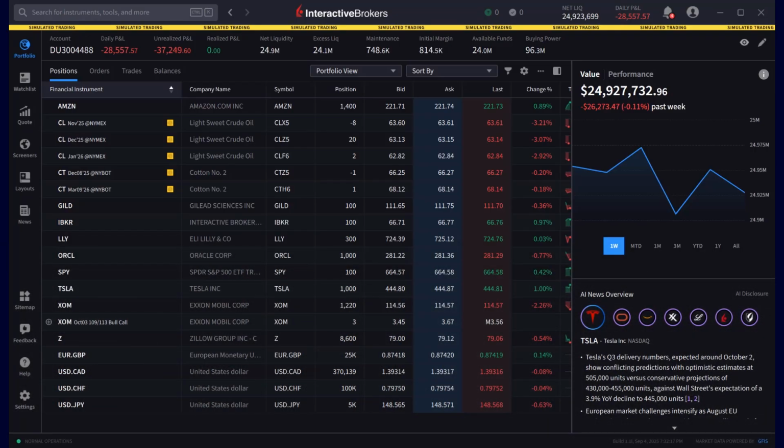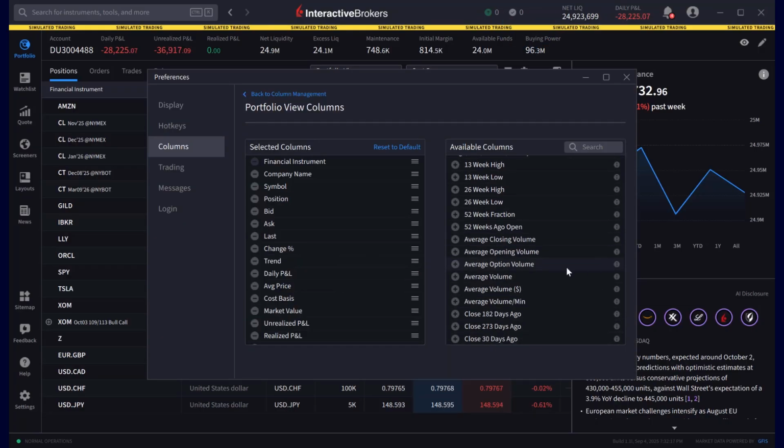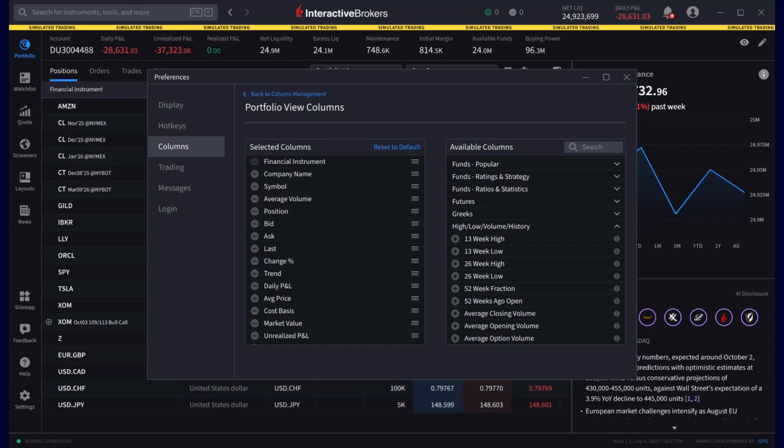The Average Volume data column can easily be added to the Portfolio tab or a watch list by clicking on the gear in the upper right-hand corner of the screen and selecting Average Volume from the High-Low Volume History section in the Available Columns area.